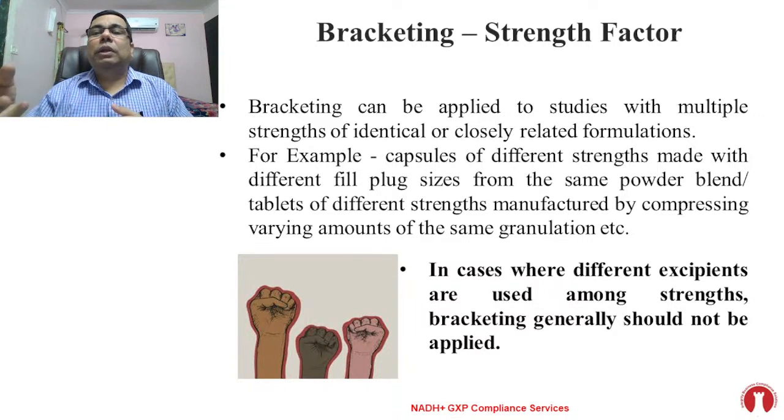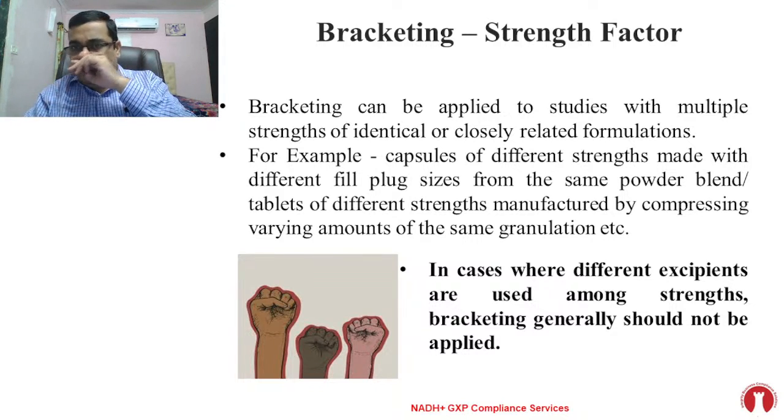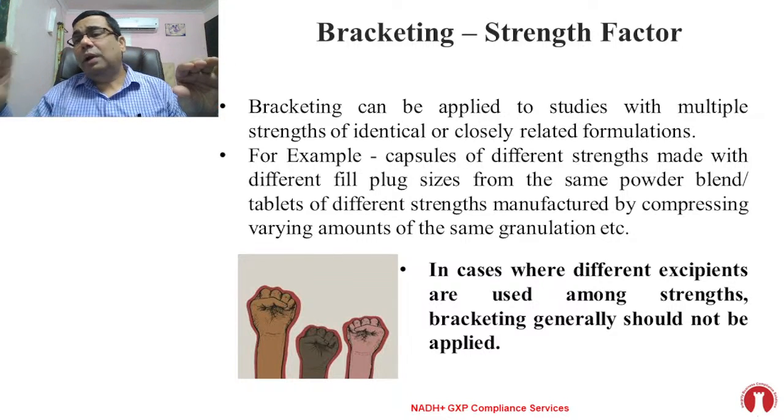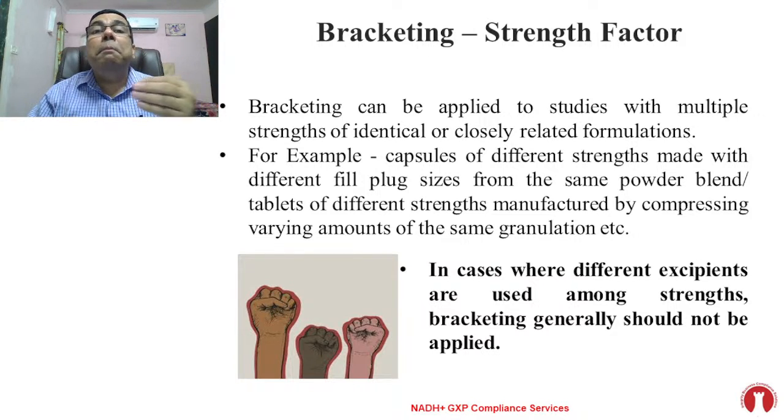Or for compression, if the granules are the same but we compress at different weights, suppose at 100 milligram and at 200 milligram, it will have a different strength. In such cases we can make use of the bracketing approach. Hope everything is clear, right? I am using very simple, easy to understand language, okay? In cases where different excipients are used among strengths, bracketing generally should not be applied.